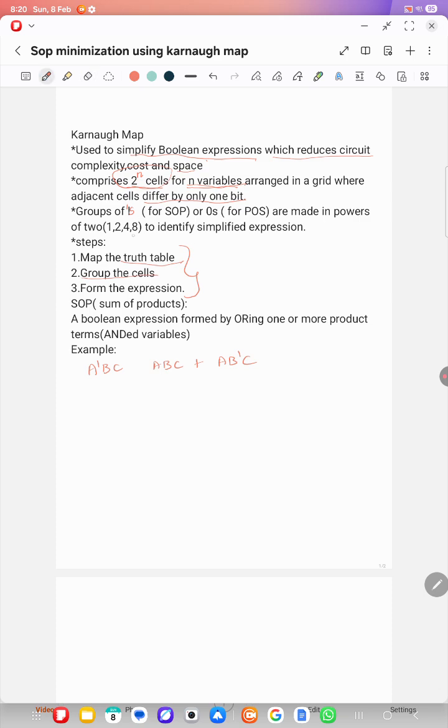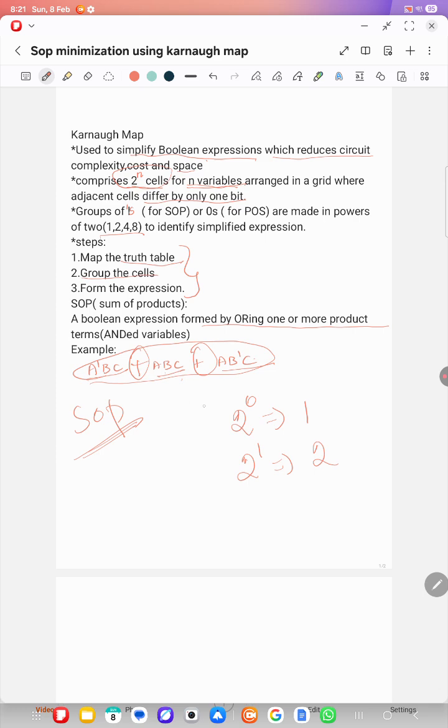Grouping is done in such a way that you group in powers of 2. 2 power 0 means one group consisting of only 1 one, and 2 power 1 is 2 ones, if it is the SOP case. SOP is nothing but the boolean expression formed by ORing one or more product terms. This is one product term, this is another product term, this is another product term, and they are summed up. So sum of products: these are all the products, you are summing them up. This type of expression comes under SOP.